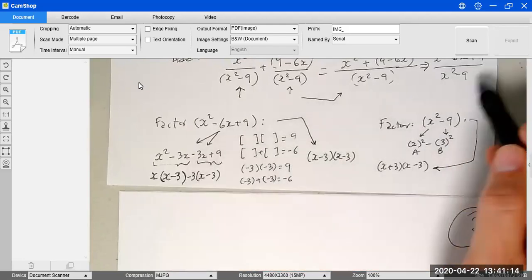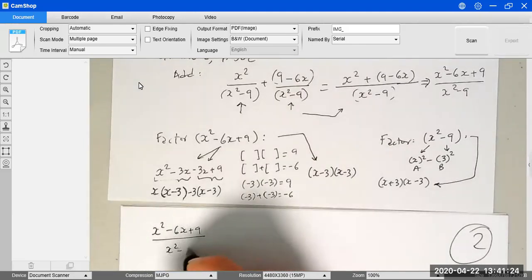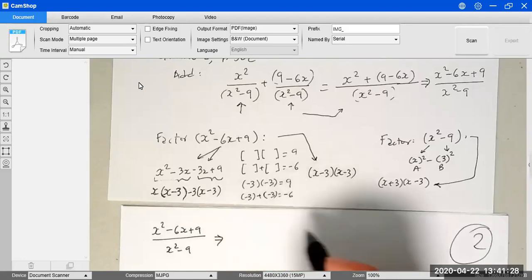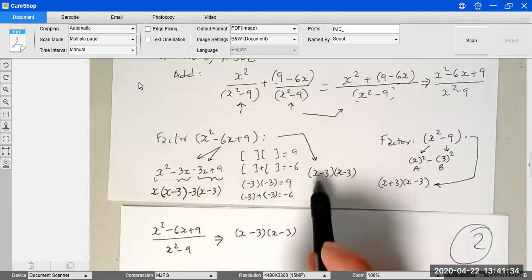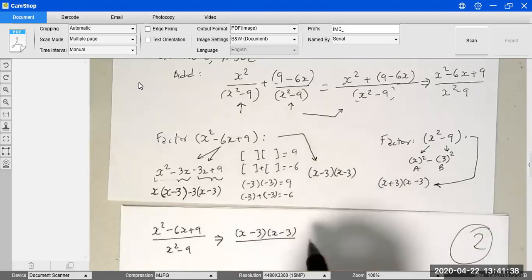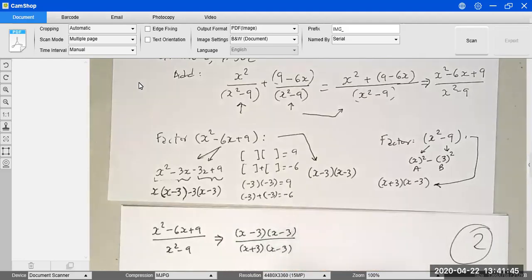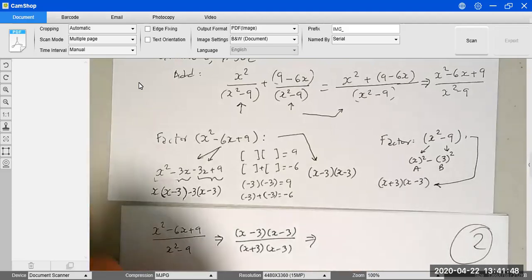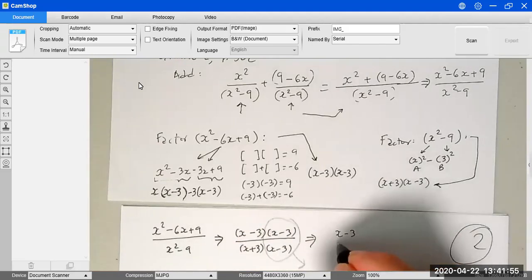I'm going to rewrite this rational expression here by using the factors I just found. So it's going to be written now as x minus 3 times x minus 3, the result from this factoring, over x plus 3 times x minus 3. From here you can see that you're going to remove the common factor. So you're going to end up with x minus 3 over x plus 3. That is the final answer for this addition.